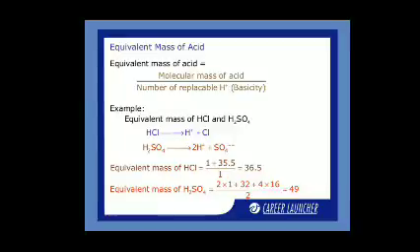Equivalent mass of HCl and H2SO4. HCl replaces only one H+ ion, so its basicity is equal to 1. H2SO4 replaces 2 H+ ions, so its basicity is equal to 2.